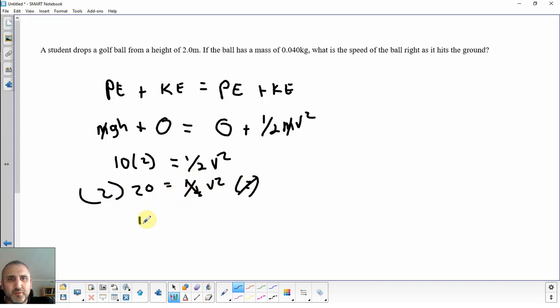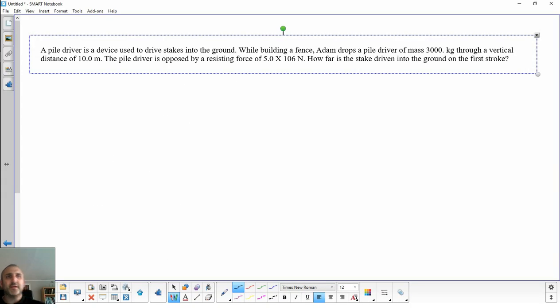So 2 times 20 is 40, and that equals v squared. So the square root of 40 equals 6.32 meters per second. I hope that helps.